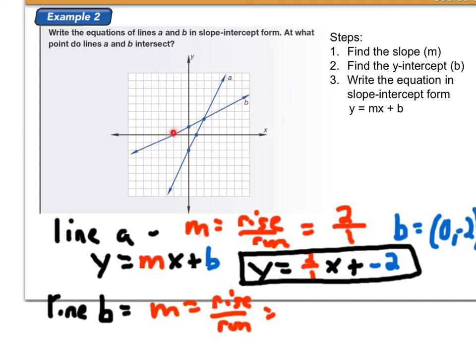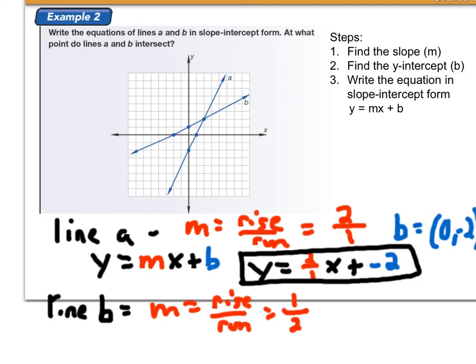So I need to know how do I get from point to point on line B. Well, my rise, I go up 1, so 1 goes on top, and then I go over 2. So my run is 2. Okay, so my slope is 1 over 2 this time, the opposite of the last one. Okay, now again I'm going to erase that so we can see.